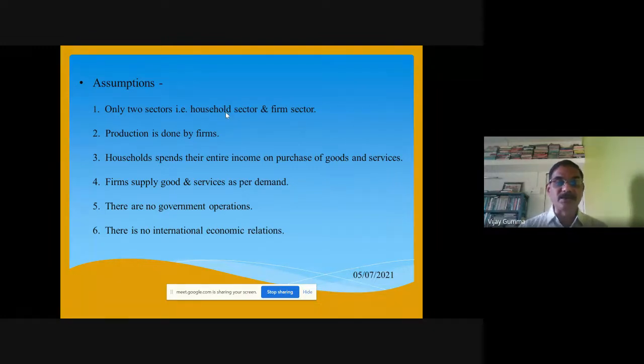This household sector is also called the consumer of goods and services. The household sector supplies the services of factors of production to the business firm sector and receives income in the form of rent, wages, interest, and profit.